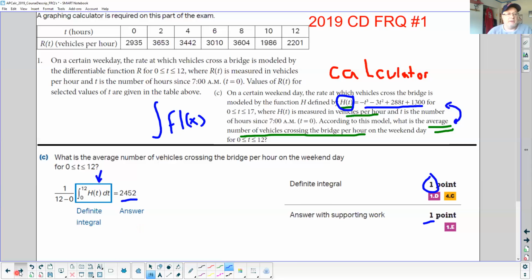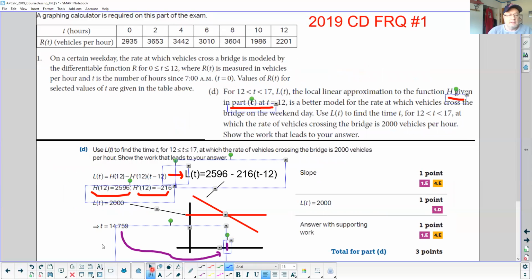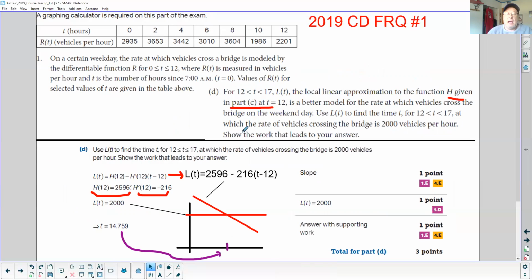The last part, part D, a little bit trickier for this part. So part D says, from 12 to 17, the local linear approximation function H given in part C, so that other one you should have entered in your calculator from the last part, is a better model for the rate that vehicles cross a bridge when you get from 12 to 17. Use L of T, this local linear approximation, to find a time between 12 and 17 at which the rate of vehicles crossing the bridge is 2,000.